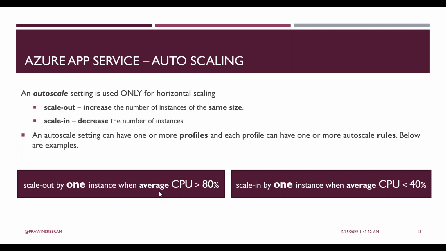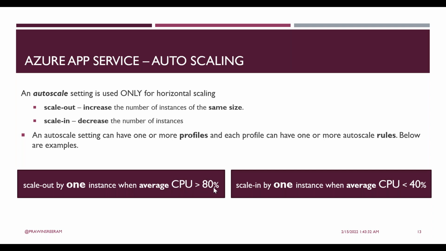So here you have 2 examples. One example is for scale out. There is a rule: scale out by 1. Scale out means increase the number of servers by 1 when the average CPU is greater than 80.